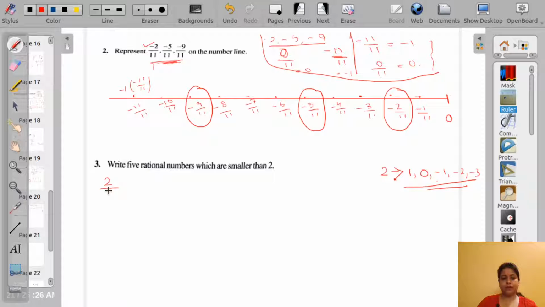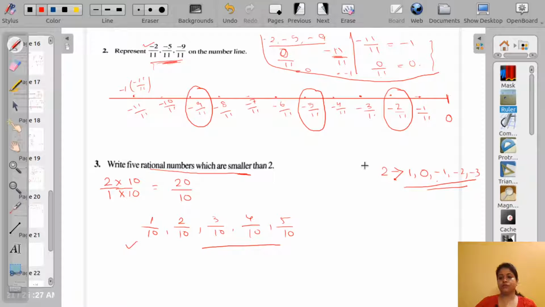But if we want to find them with a particular method, then what to do? 2 can be written as 2 by 1. Now let us multiply the numerator and the denominator by 10. So 20 by 10. Now we have to write 5 rational numbers smaller than 20 by 10. So we can write 1 by 10, 2 by 10, 3 by 10, 4 by 10, 5 by 10. These are all smaller than 2, and these are rational numbers.